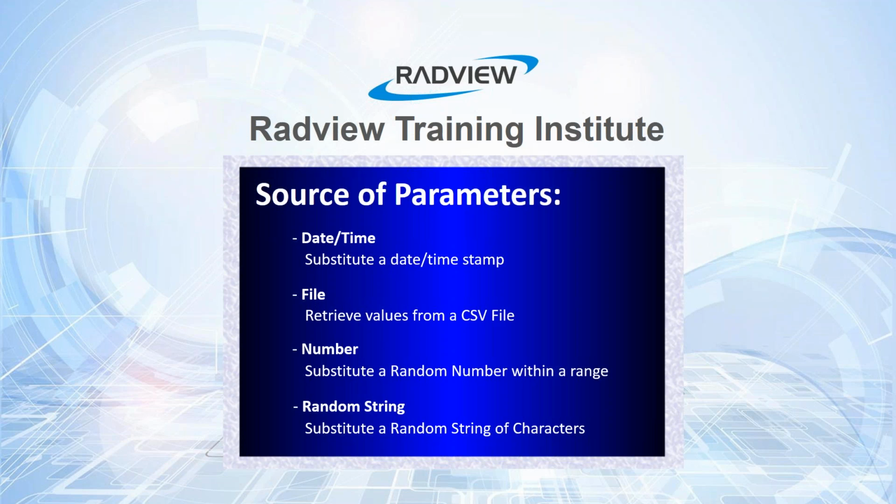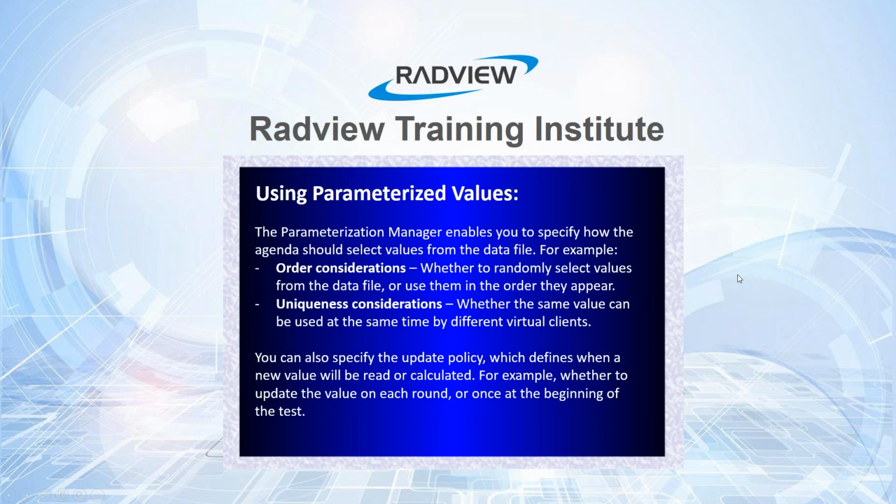This is done in CSV format, so if you have a very large file, you can export that from your database into a CSV format, into Excel, and then save it as a CSV format, that type of thing. We can substitute random numbers within a given range of numbers if that's what you need to use, and then we can also substitute a random string of characters.